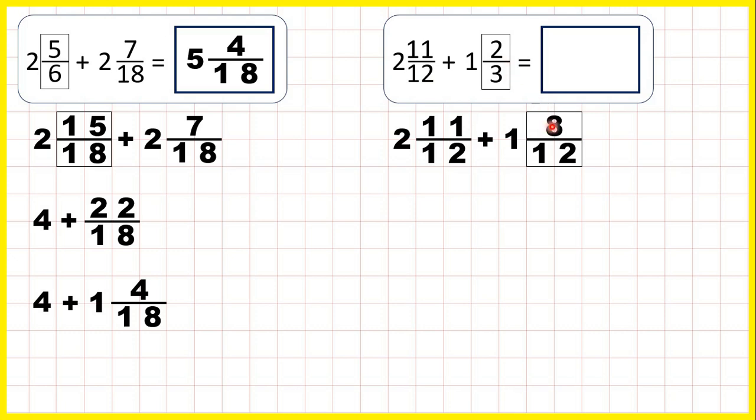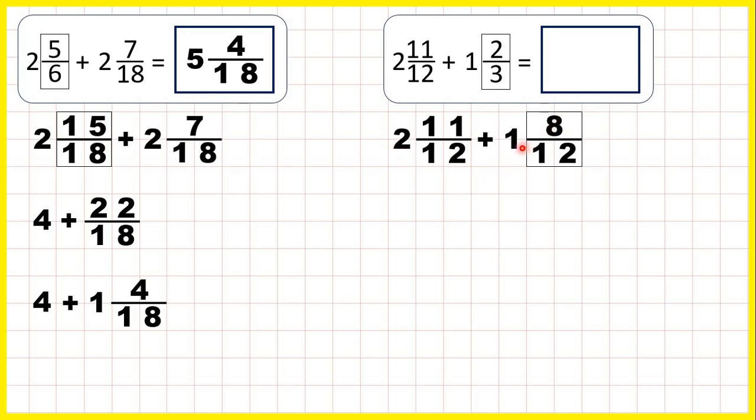We found our equivalent fraction because 3 times 4 is 12, and what we do to the denominator, we need to do to the numerator as well. So 3 times 4 is 12, so we multiply 2 by 4 to get 8 as our numerator.